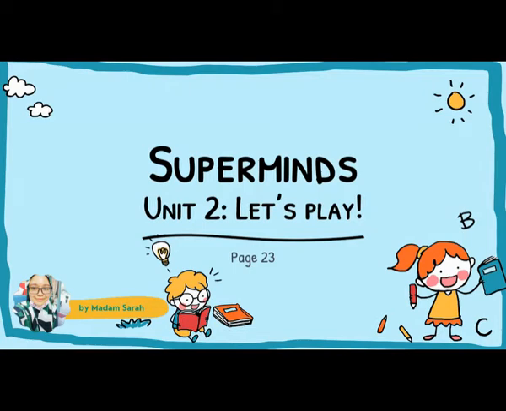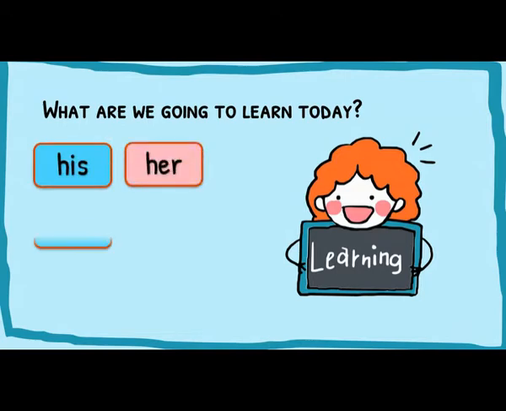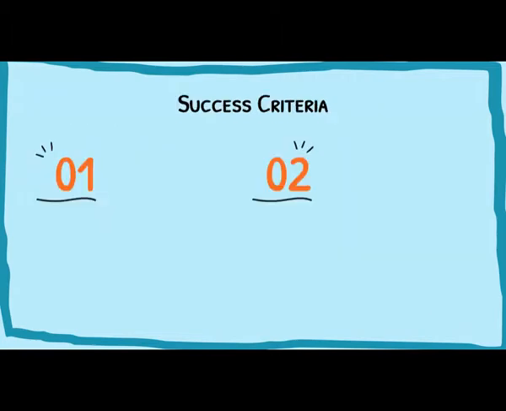So today's lesson, we are going to look at Superminds Unit 2, Let's Play, page 23, muka surat 23. Today we are going to learn about how to use the words his, her, he and also she. So ada 4 perkataan that we are going to learn today. His, her, he, she.